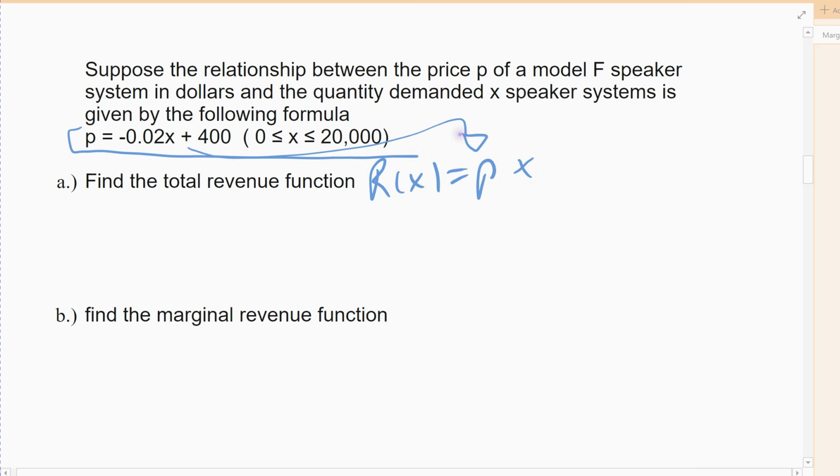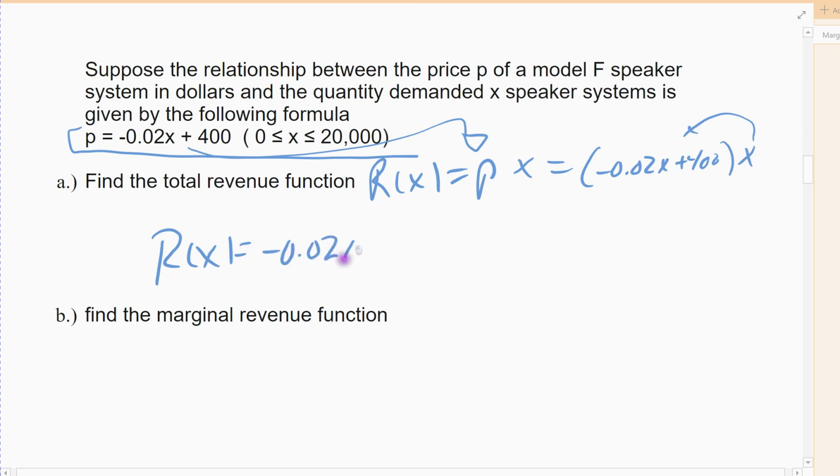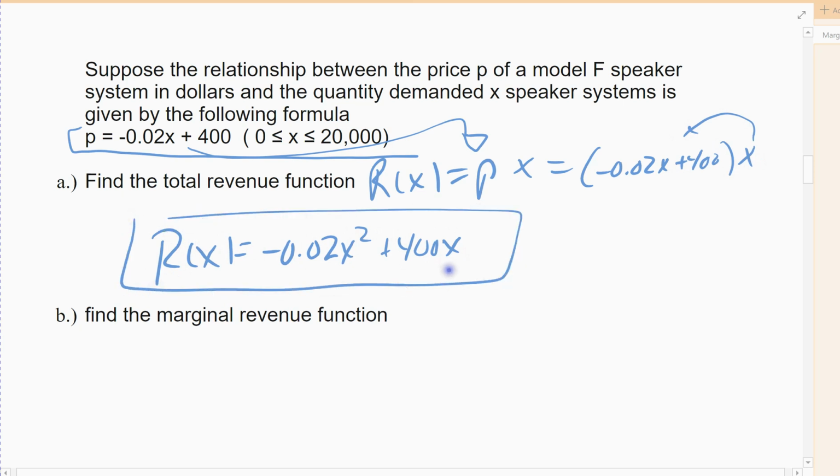Price is changing based on demand. And so we plug in our price equation and multiply by another x. So the revenue in this case is negative 0.02x squared plus 400x. And the most common mistake students make is they forget the x here. They remember to multiply here and get the square, but for some reason they forget the 400x. They just write 400 down.